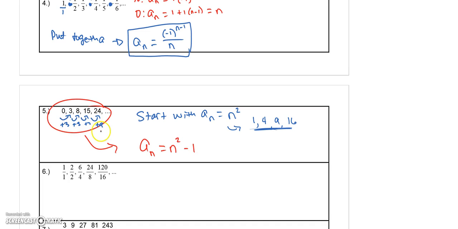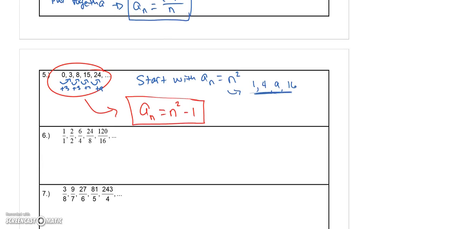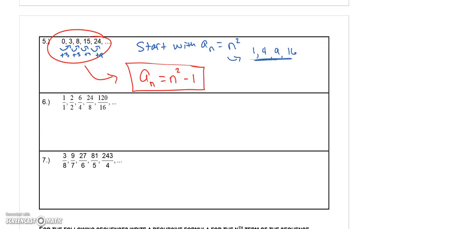And now let's just double check. When I plug in 1 for my first term, 1 squared is 1, minus 1 is 0. When I want my second term, 2 squared is 4, minus 1 gets me 3. Okay, so it was a variation or a modification of the n squared sequence.